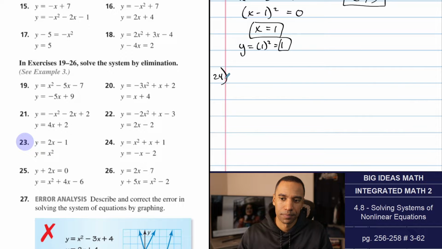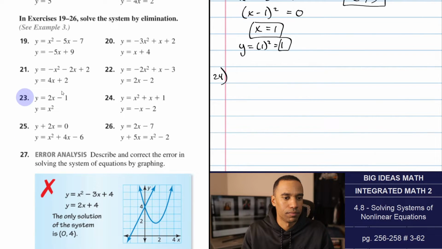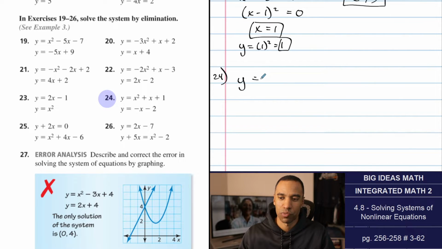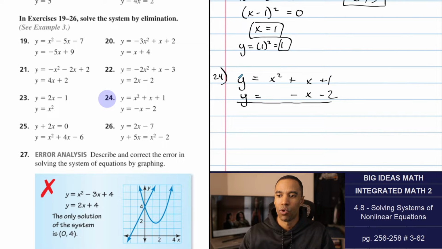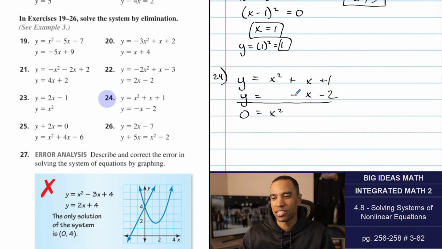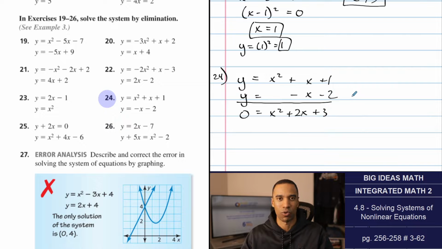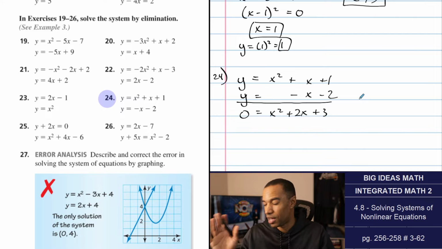Number 24. Y equals... Let's try that subtraction without writing subtraction. Y equals x squared plus x plus 1. And y equals negative x minus 2. All right, how daring are we here? Let's check it out. Y minus y is 0. X squared minus nothing is x squared. X minus negative x, that's x plus x, which is 2x. Yes, I'm subtracting without changing the signs. 1 minus negative 2 is 1 plus 2, which is 3. Whew, there's that. All right, x squared plus 2x plus 3 equals 0. That is non-factorable.